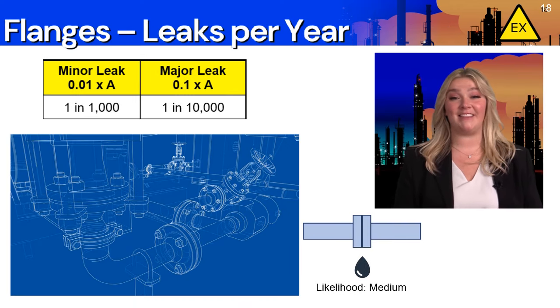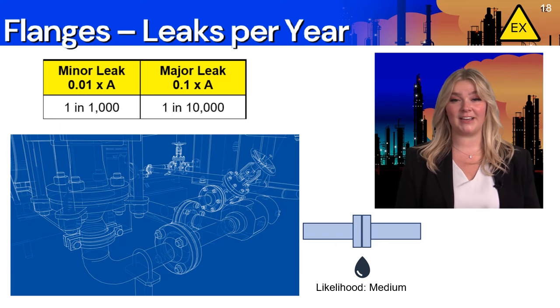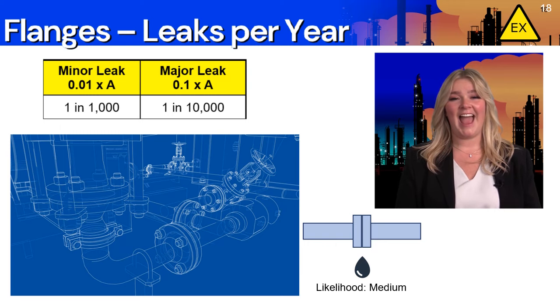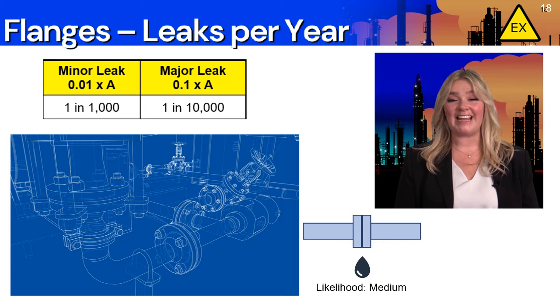Most leaks occur at the connection points. This is where temperature cycling and piping movement over time can lead to a failure in gasket materials that seal the connections. The probability of flange leaks is a function of the operating conditions and gasket materials that have been used. Statistically, 1 in 1,000 flange connections will develop a minor leak in any given year. Consider this a medium likelihood.